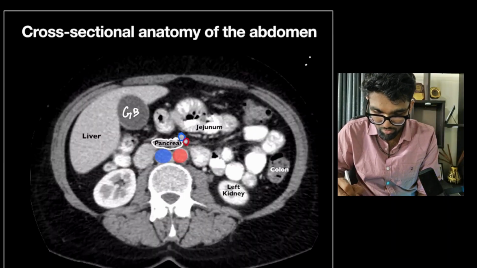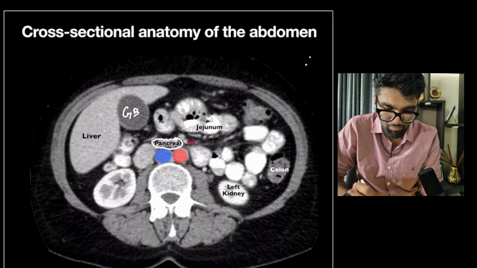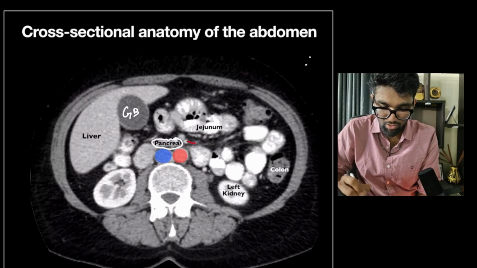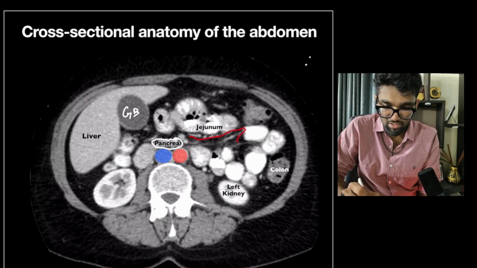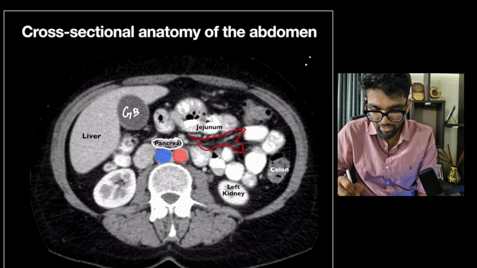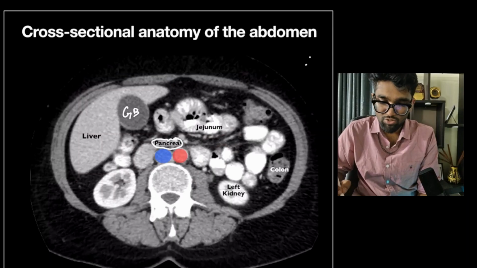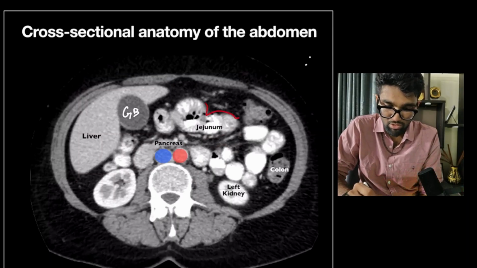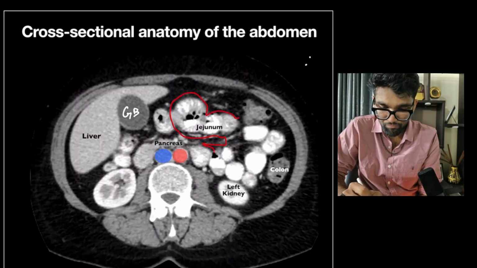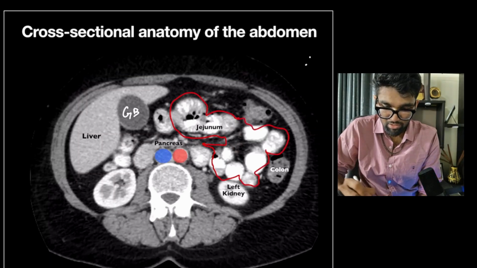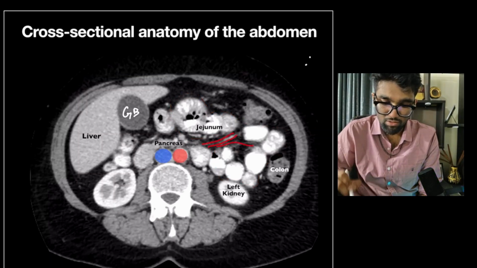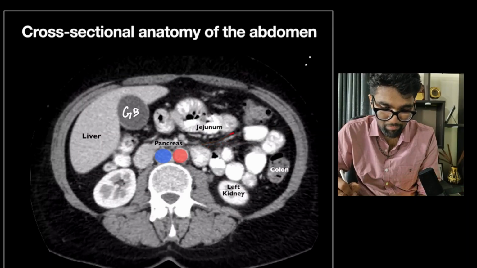You can actually see branching from the superior mesenteric artery going into this fatty structure here. This structure is basically the mesentery of the jejunal loops. So these are all jejunal loops, and this is the mesentery of the jejunal loops with the blood vessels running through them.